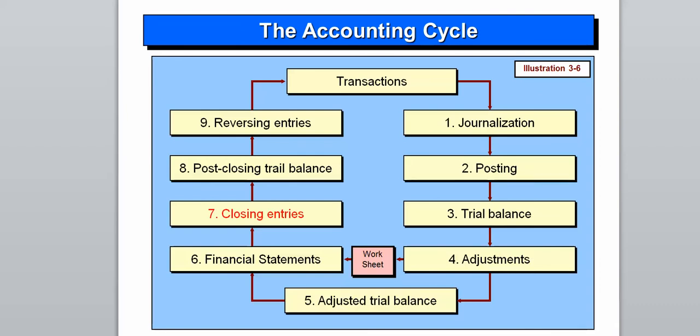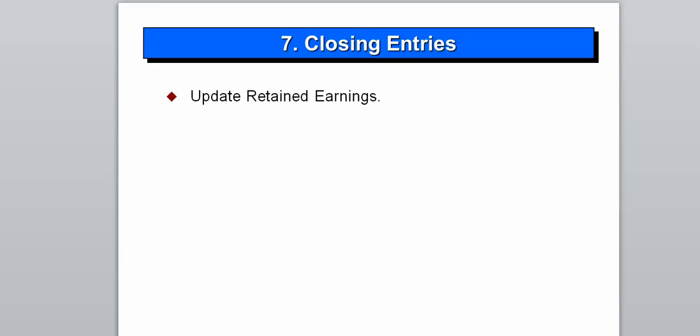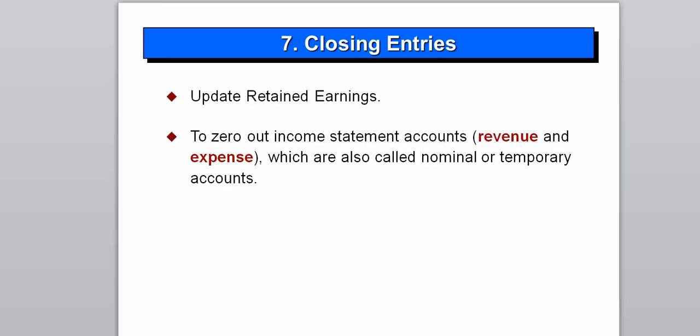Our closing entries try to accomplish two things. One, we've seen we need to update retained earnings for the impact of revenue and expense transactions. And then the second reason for closing entries is to zero out our income statement accounts, our revenue and expense accounts, which are also called nominal or temporary accounts. Let's go ahead and go back and take a look at our general ledger accounts.